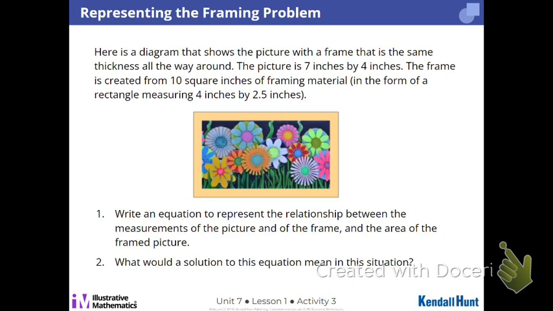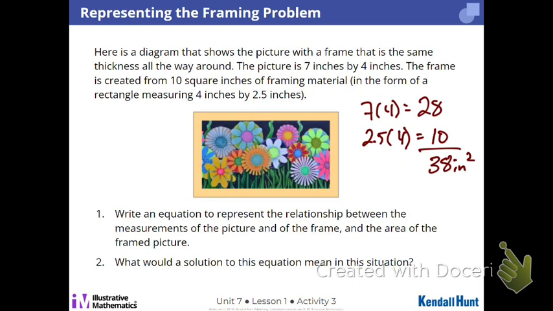So what we're going to work on here is establishing a few things. We already said that the picture was 7 by 4. So what's the area of the picture? What's the area then, Owen? 28. And then we established that we had 2.5 by 4 for the border, which means the border has an area of 10, which means our total area is 38 square inches. So that's a good place to start. That area of our picture and our border totals 38 square inches total.